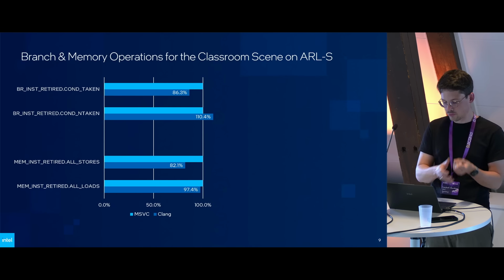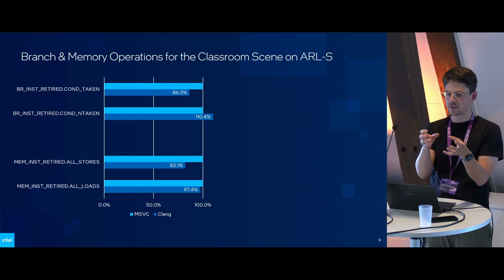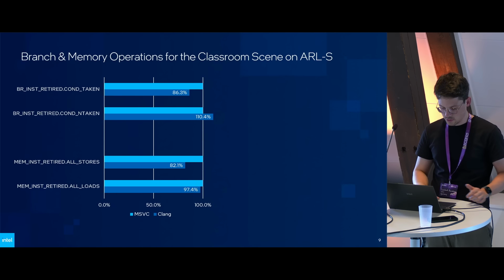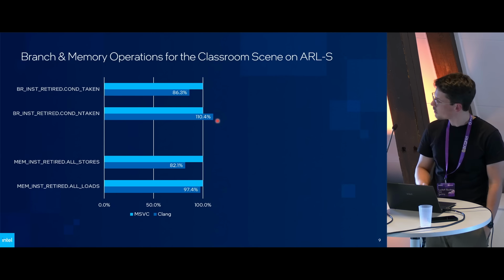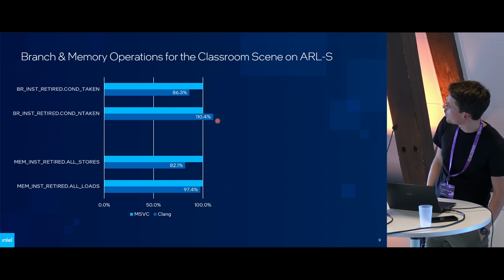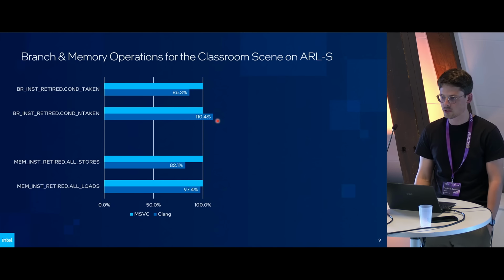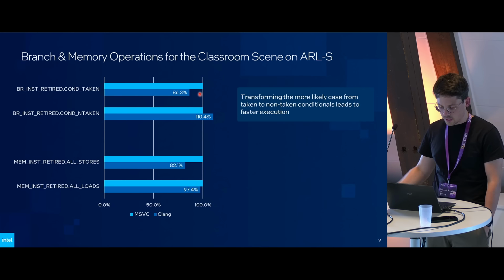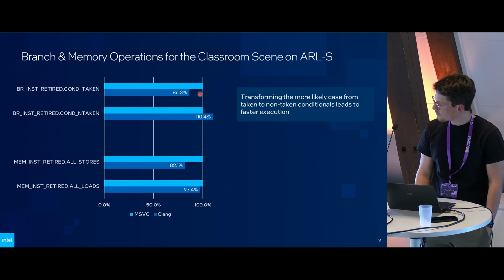Because of that, for an if-else statement, we want to have the more likely case be the not taken case. And this is also what we see here for Clang. The not taken case, we have 10.4% more often compared to MSVC. And because of that, the taken case is significantly reduced. Also something that Clang is doing better than MSVC.